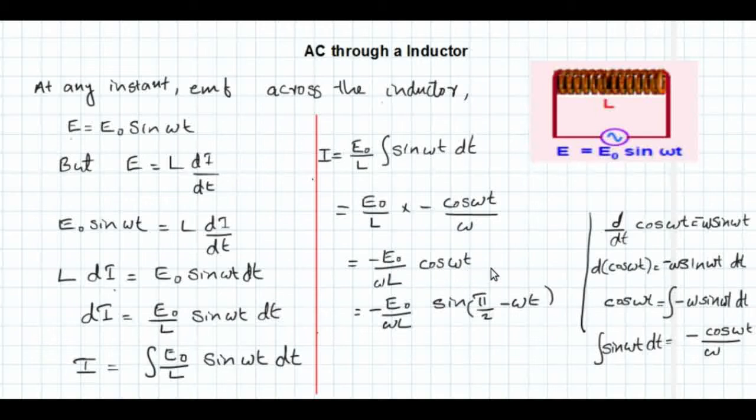And we know what cos omega t is. Cos omega t is nothing but sin of pi by 2 minus omega t, or sin 90 minus theta is cos theta, right? Sin 90 minus theta is cos theta. Therefore this sin 90 minus omega t is cos omega t. But here we are not using degrees, so we are using pi by 2 only, pi by 2 radian. So sin of pi by 2 minus omega t is equal to cos omega t.